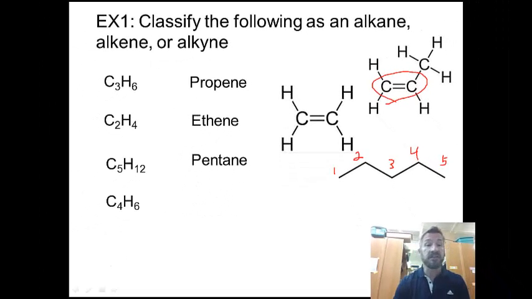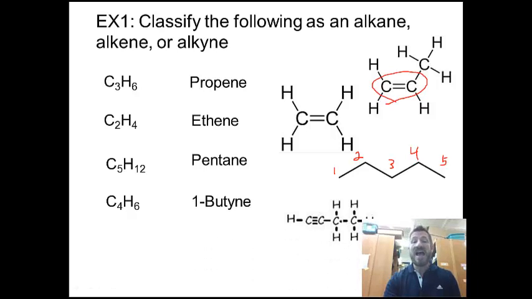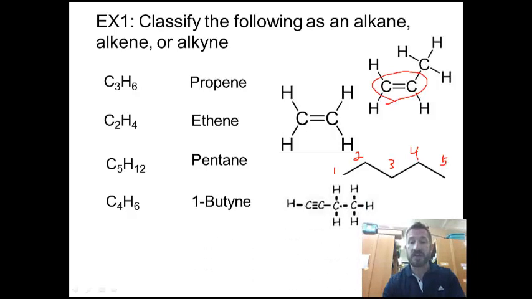Let's do one more. Last one we said C4H6. We said this was 1-butyne, and the drawing would look like this because really this triple bond, they put at carbon number 1, but you could also put the triple bond at carbon number 2, and that would be 2-butyne, and so that's a different substance with slightly different properties.